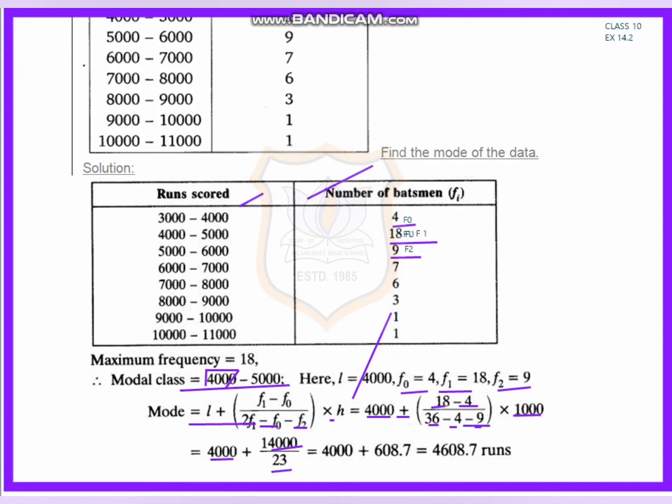First of all, we have to divide 14,000 by 23. You will get the answer 608.7, and we have to add 608.7 plus 4,000, which is 4,608.7 runs.